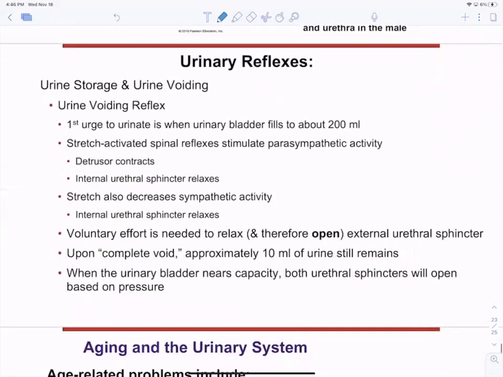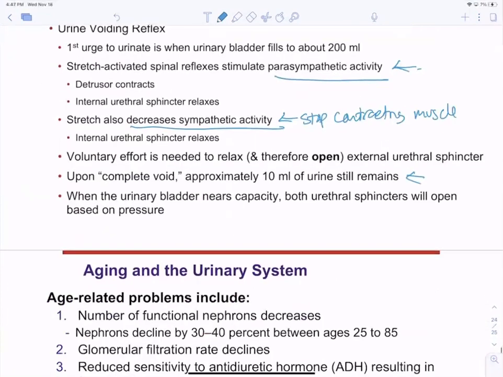Urinary reflexes, you have an urge based on the baroreceptors in the transitional epithelium of the bladder activating. And that will basically stimulate parasympathetic activity and decrease sympathetic activity. So you stop contracting muscle, right? Two ways. And then you basically can void out your urine.